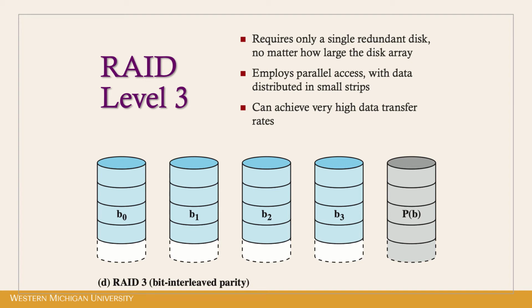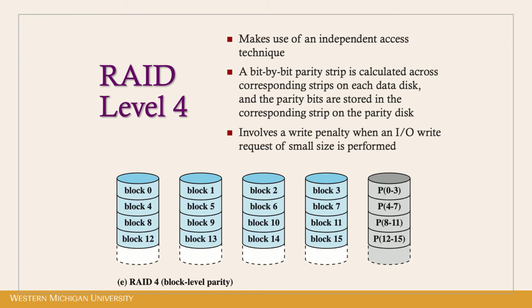This is called bit interleaved parity. In the event of a disk failure, all of the data is still available in what's referred to as redundant mode. In this mode, the missing data is regenerated on the fly using an exclusive OR calculation. Because the data are striped in very small strips, RAID 3 gets very high data transfer rates.